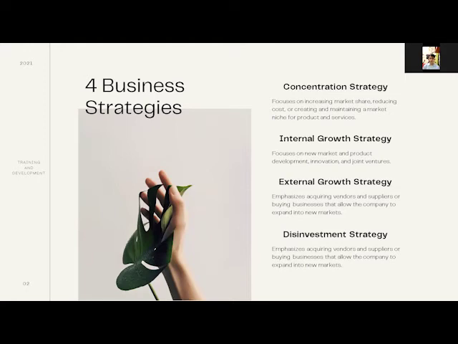And the second thing is the external growth strategy. This kind of strategy emphasizes acquiring vendors and suppliers or buying businesses that allow the company to expand to new markets, and really relies on people outside the company, not on employees inside but outside the market. This strategy affects the company, because what is inside affects, but what is outside also says a lot. And the fourth strategy is the disinvestment strategy.